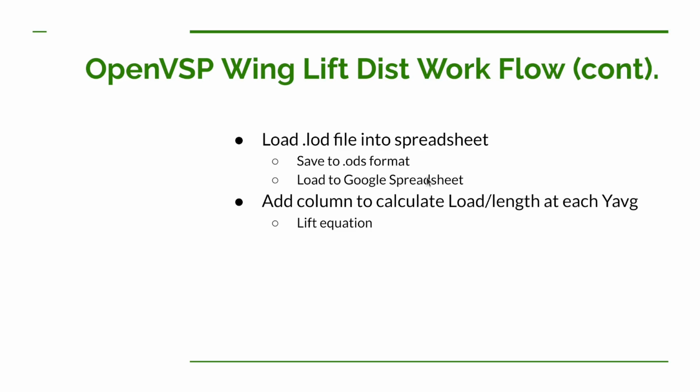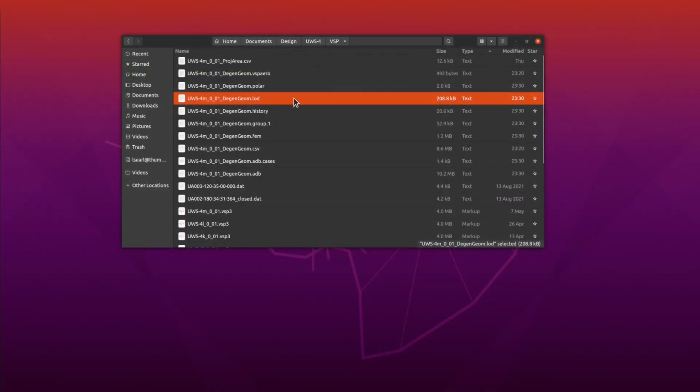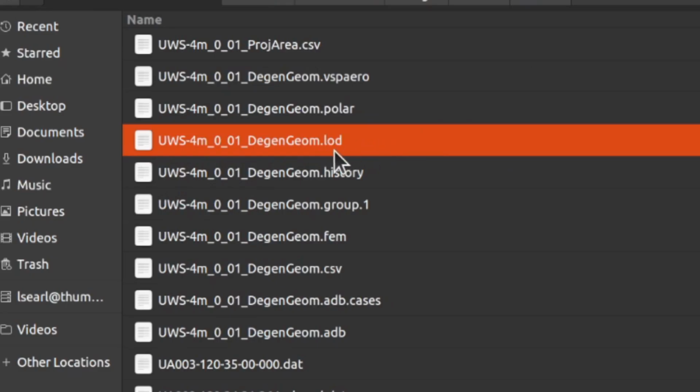So let's go ahead and look at that. So here's the file that OpenVSP generated. You can see it has a .lod extension. This part over here is the name that I'm calling the aircraft. This little bit here is called the degenerate geometry. Let's go ahead and take a look at that in the text editor real quick.